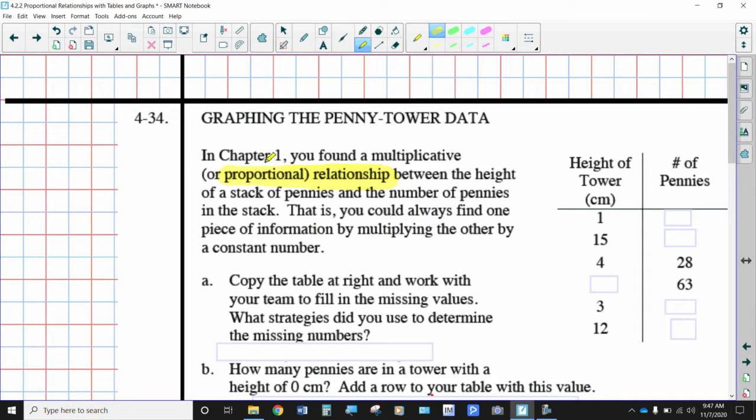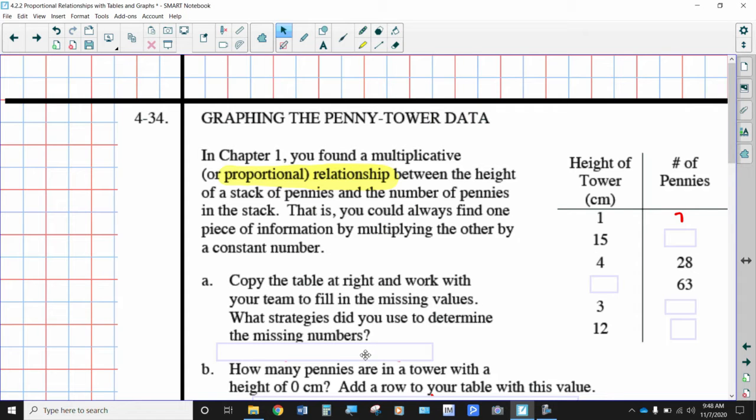In chapter 1, you found a multiplicative relationship between the height of the stack of pennies and the number of pennies in the stack. That is, you could always find one piece of information by multiplying the other by a constant number. So here's this table at the right. If you've got the information from chapter 1, you can look at some of these figures, but you may recall that there were 7 pennies in 1 centimeter. And so that meant that your multiplier was the number 7, right?